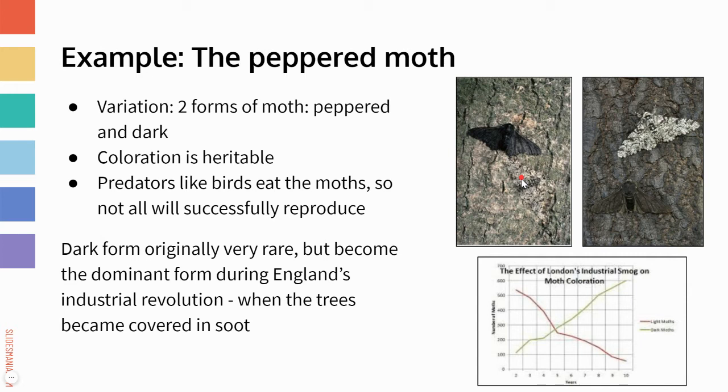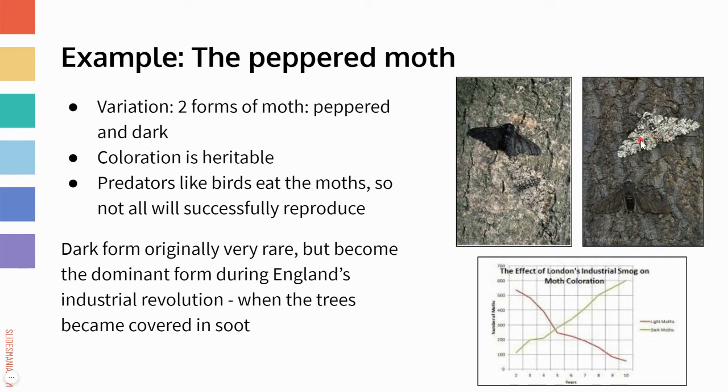During England's Industrial Revolution, there was a lot more pollution and soot and ash in the air. And the trees became covered in this soot and turned to look something more like this instead. So instead of that lighter bark with the lichen, we've got much darker bark. And you can see that against this background, the darker colored moth actually blends in much better. And it's the peppered moth that sticks out.